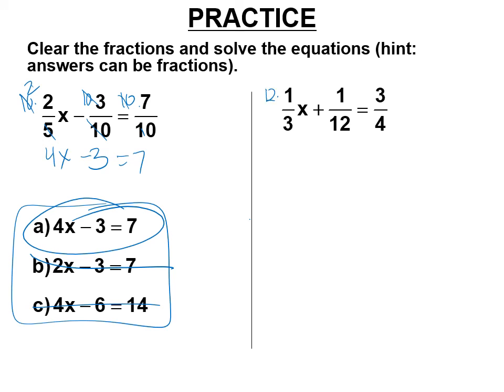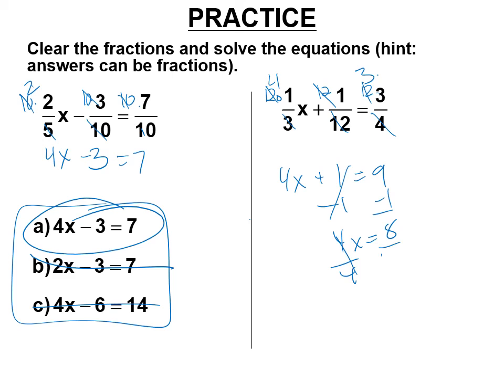Hey, what's going to clear 3, 12, and 4? I believe it's 12. We're going to multiply everything by 12. 3 goes in 12 four times. We get 4x. 12s cancel, plus 1. 4 goes in 12 three times, 3 times 3 equals 9. Subtract 1 from both sides. 4x equals 8. Divide by 4. X equals 2.